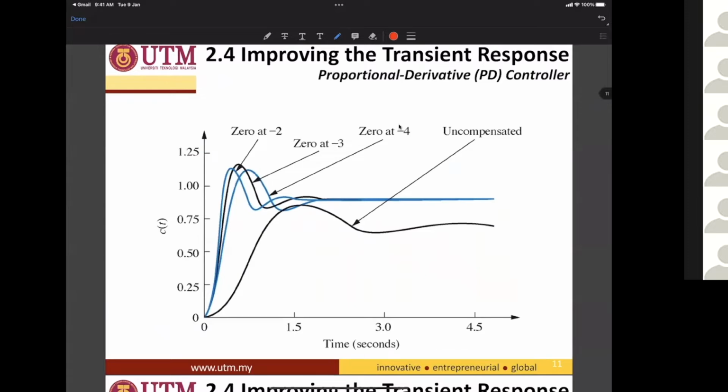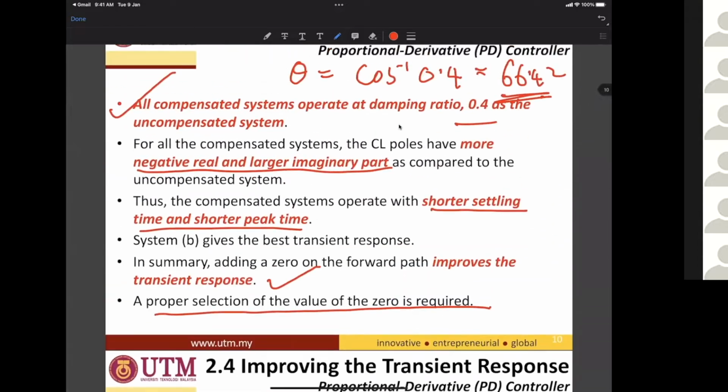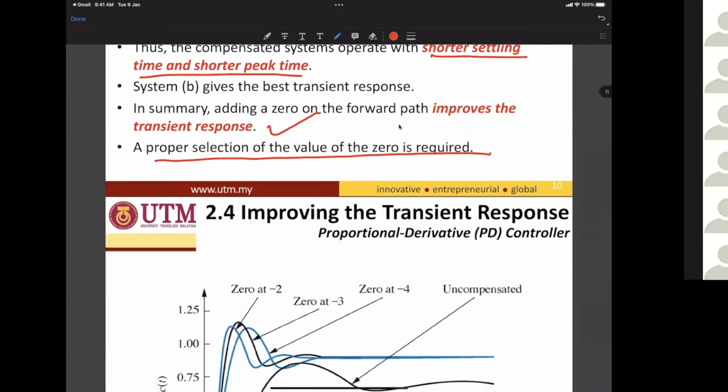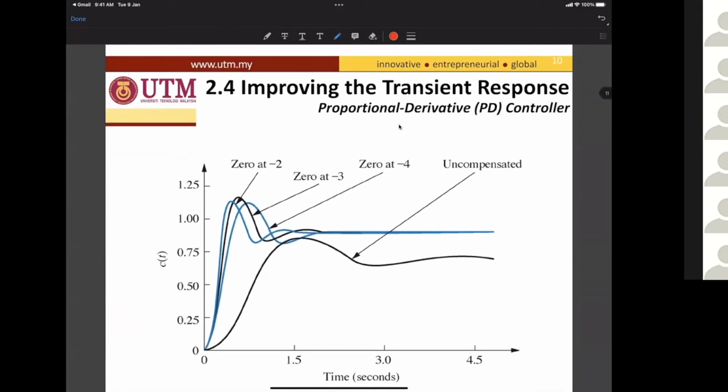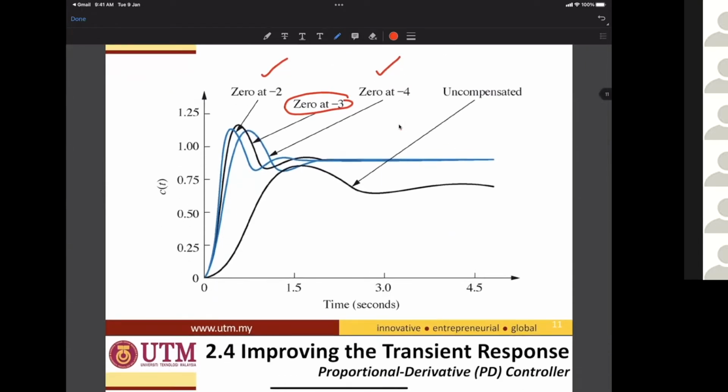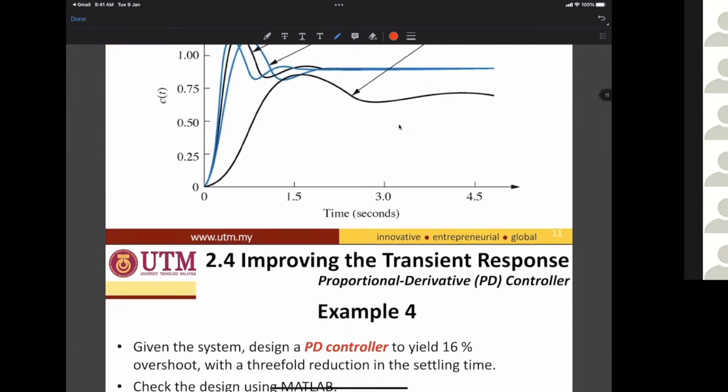So I compared the graph just now, before this a table. The table can be represented by the response. You can see the zero at -2, zero at -3, and zero at -4. So I choose this one, the best one. If you choose this one also can, if you choose this one also can, because zero at -3 is a compromise between -2 and -4.